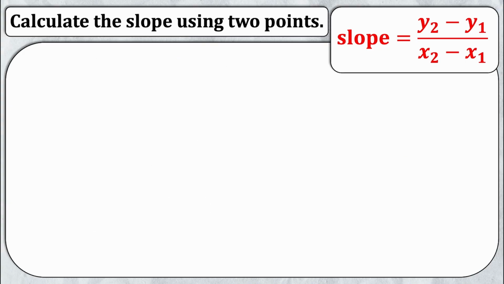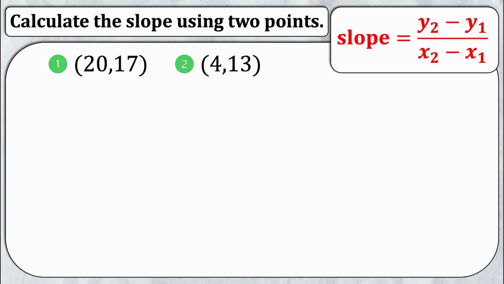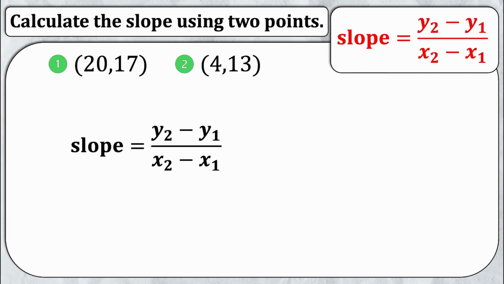Here we have two more coordinates, 20 and 17 and 4 and 13. Once again, the formula is the same. Try to solve it on your own and we'll solve it together in just a moment. So I've labeled my points x1, y1, x2, y2, and again, it doesn't matter if the first point is point 1 and the second one is point 2 or vice versa. As long as you're consistent, it doesn't matter which point is which.